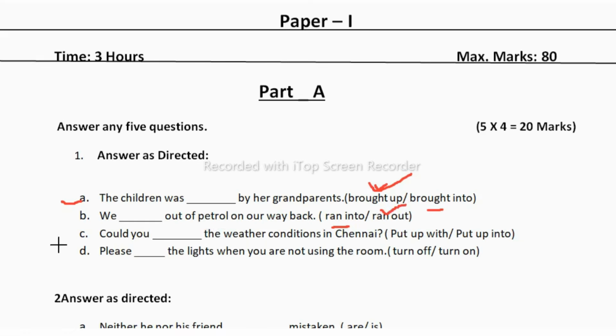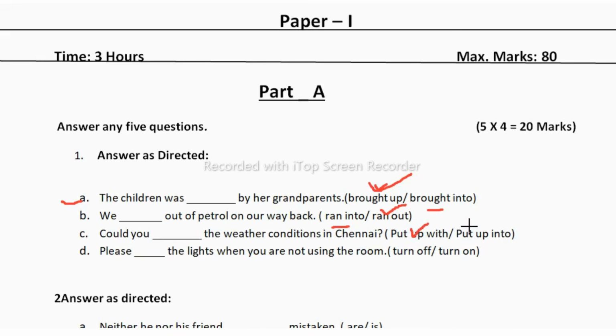Now let's see the third one. Could you dash the weather condition in Chennai? Put up with or put up into. Now let's see the meaning of these two. Put up with is nothing but tolerate, meaning whether you tolerated the weather in Chennai or not. So the correct answer will be this, put up with.